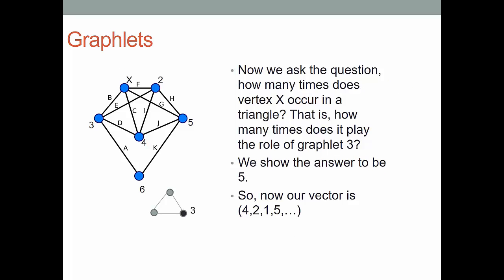For the next graphlet, node 3, we want to know how many times X is a node in an induced triangle. That counts fairly high, because we have x23, x24, x25, x34, and x45. So there are 5 distinct triangles that X appears in as induced subgraphs. So now our vector has another entry, which is 5.